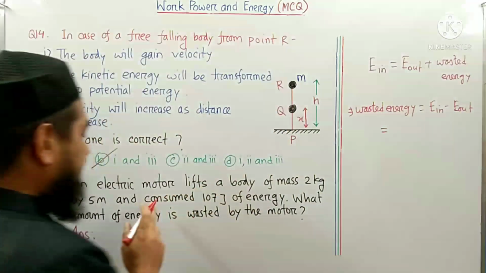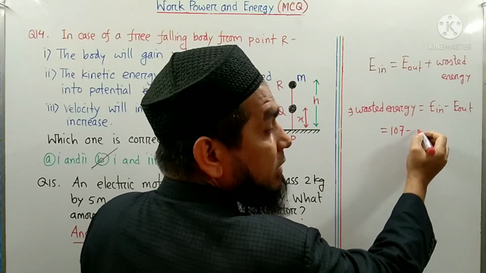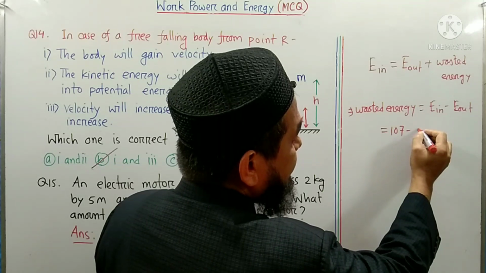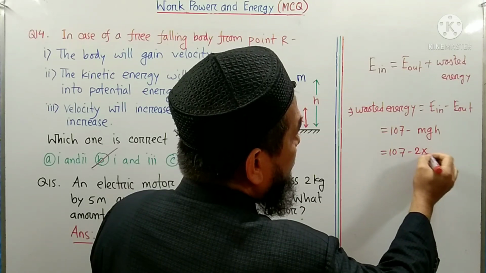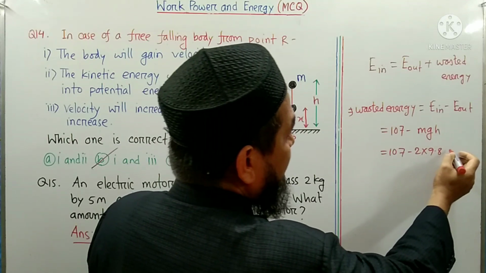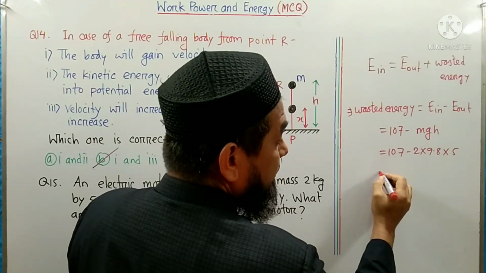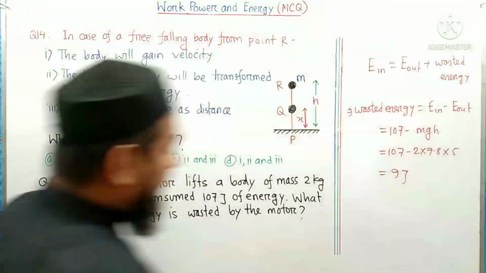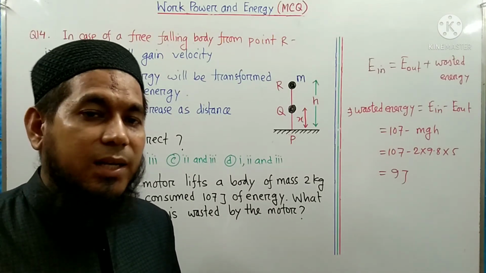Here given input energy is 107 joule and output energy is equal to work done. So work done we can write mgh. So 107 minus 2 times 9.8 times 5: mass is 2, acceleration due to gravity is 9.8 and height is 5 meter. So after calculation we get 9 joule. So dear students, our result will be wasted energy is 9 joule. I hope you have understood clearly.